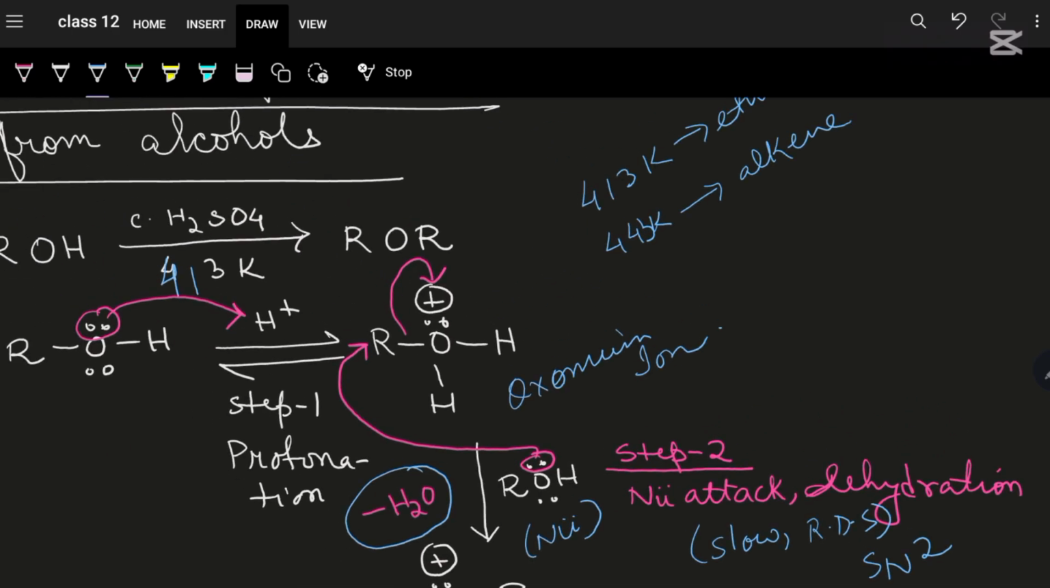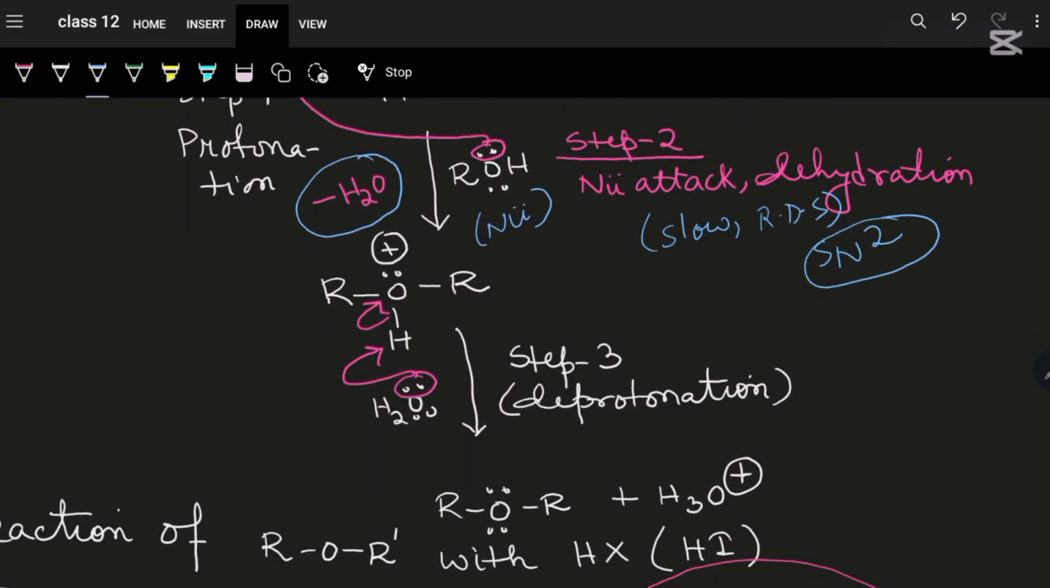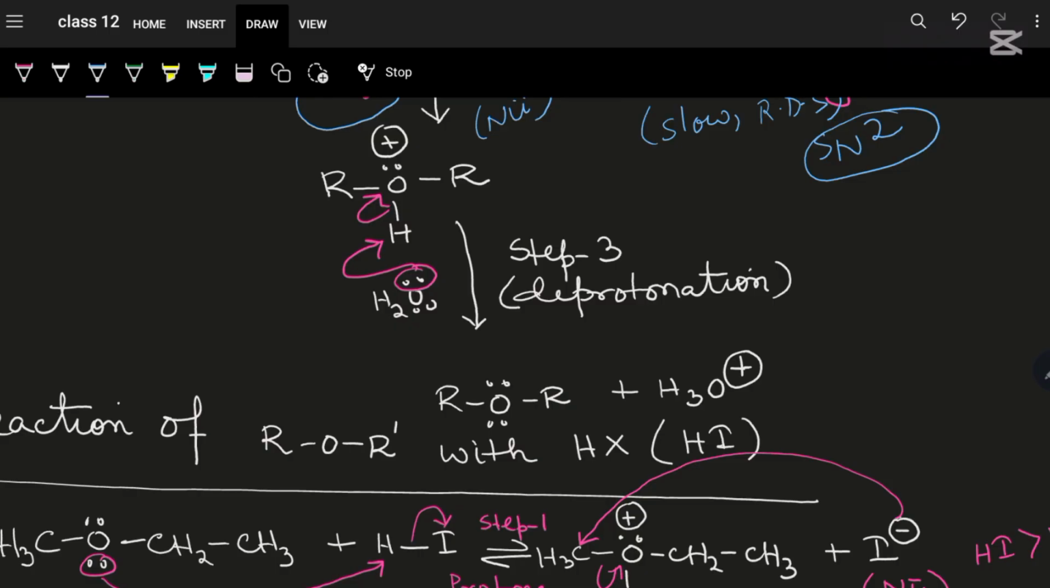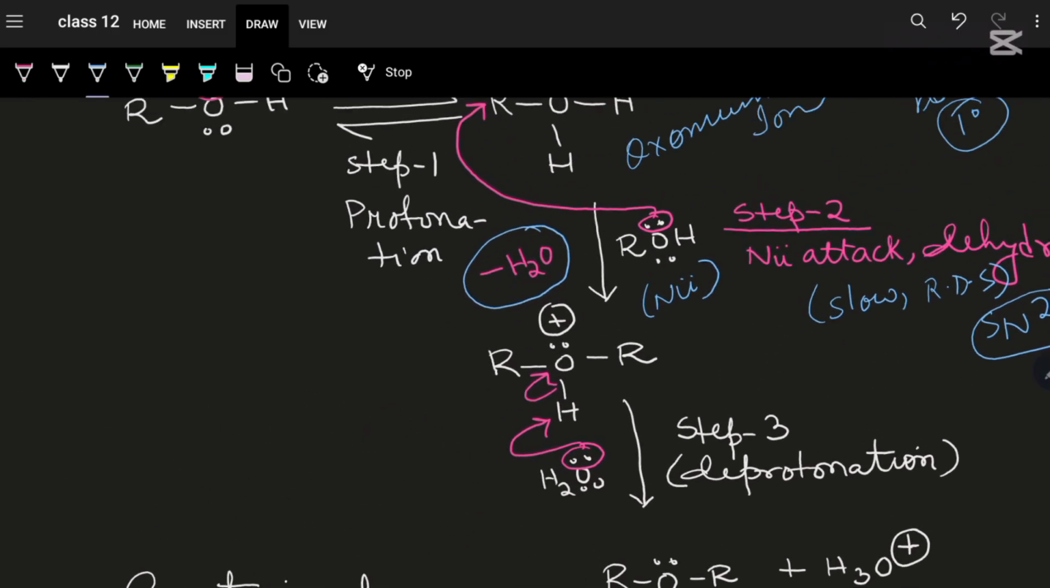Where the nucleophilic attack is taking place, this carbon should be less hindered. So obviously this will be preferable if it is a 1 degree than a 2 degree or 3 degree, because the reaction mechanism is SN2 type. So it is nucleophilic attack by alcohol followed by elimination of H2O, or dehydration. Now you have to do deprotonation in order to get the final ether. So this is how ether is obtained from alcohol.